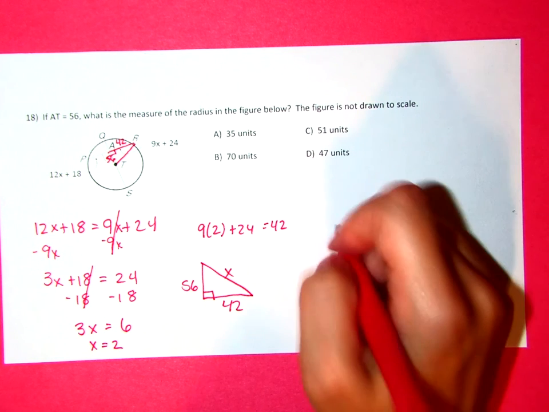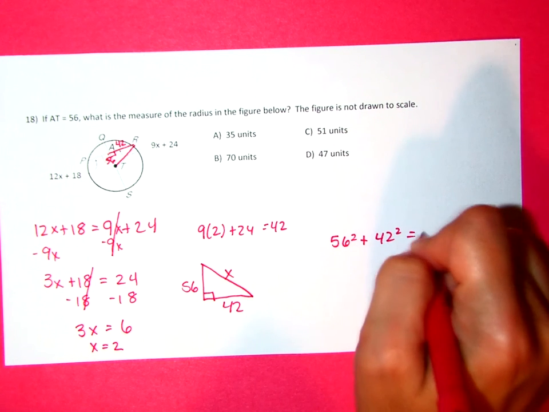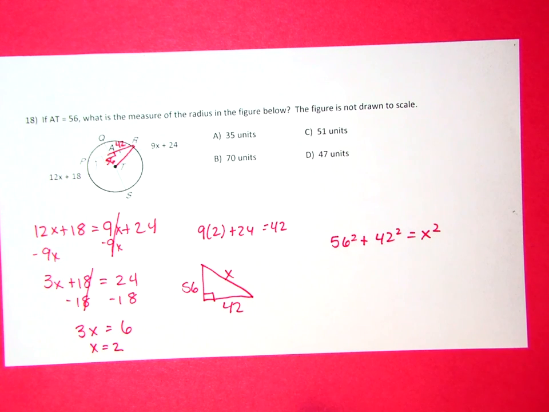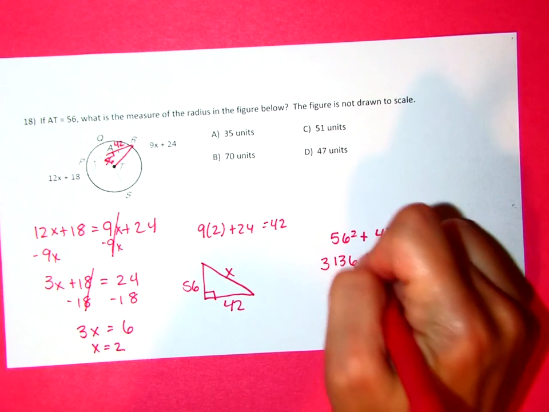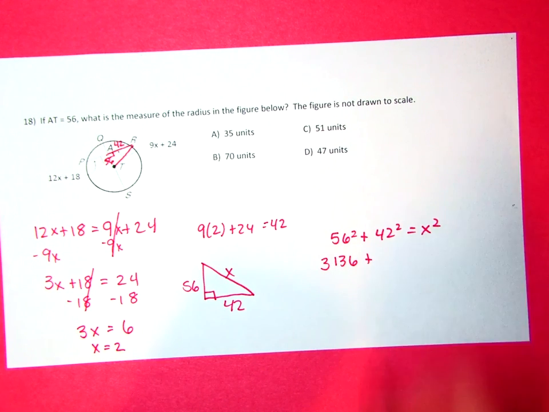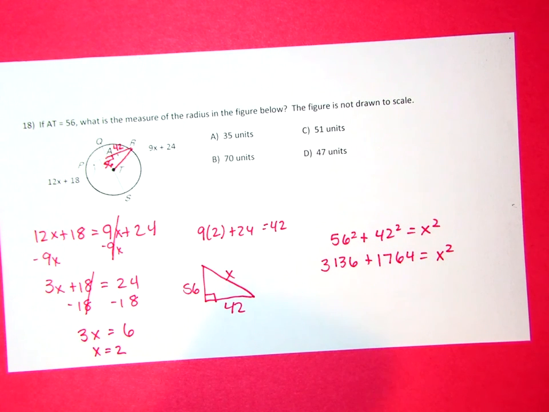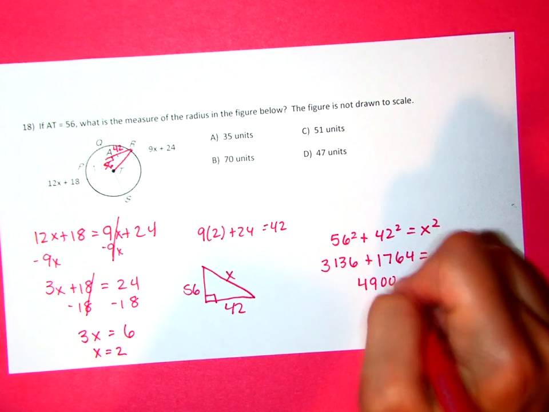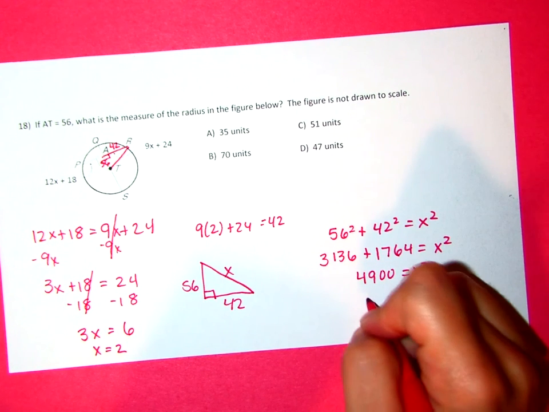So let's do some Pythagorean theorem here. A leg squared plus a leg squared is going to equal that hypotenuse squared. So 56 squared is going to be 3,136 plus 42 squared is 1,764. That equals x squared. We're going to add those together, and I'm going to get 4,900 is equal to x squared. And we're going to take the square root of that answer. When you take the square root of that answer, you're going to get that x is going to equal 70.